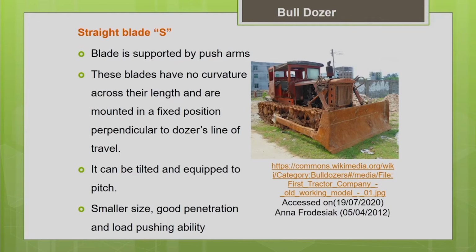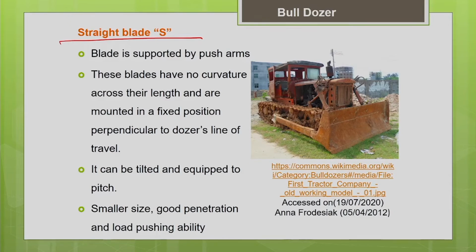First, we are going to discuss the straight blade. It is denoted as S blade. As the name indicates, straight means your blade is fixed straight, perpendicular to the direction of travel. So, I cannot angle this blade either to the left or to the right. Angling is not possible with this blade. It is fixed perpendicular to the direction of travel. We have to note that.